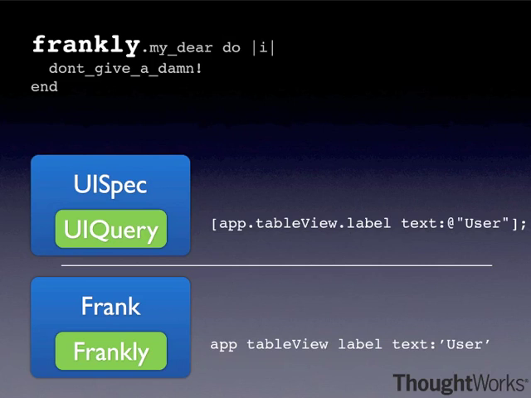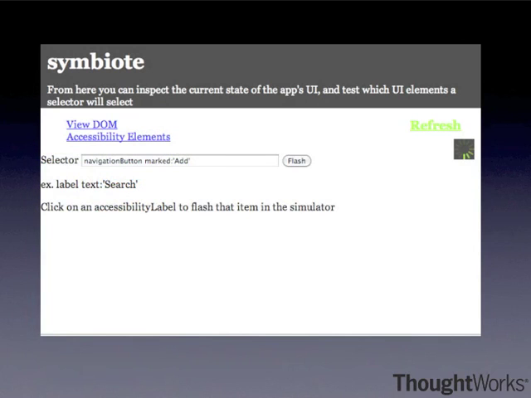Another really useful little tool that comes with Frank is this little embedded app called Symbio. When you boot up the Frank server, you can go to the browser and, if you're running in a simulator, just go to localhost on a certain port, and you can start playing around and sending selectors. You can type the selectors in here, navigation button, mark app, and you can flash that. On the simulator, you'll see the background flash yellow.